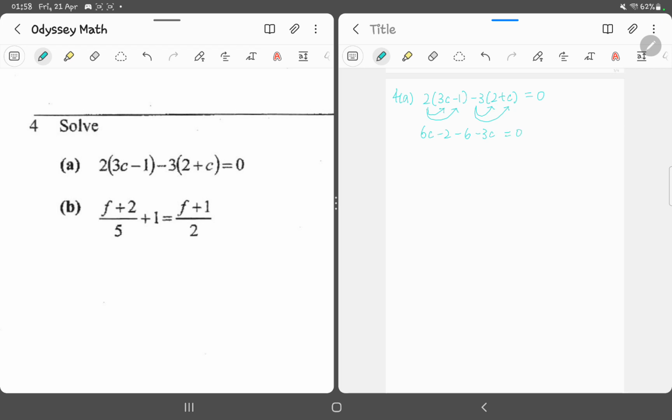So let's group the terms according to my preference so that we can see it easier. Let's group the terms in C together: 6C minus 3C, and then the constants, the numbers minus 2 and minus 6, together, equals 0. So 6C minus 3C is 6 minus 3, which is 3, and then we put our C. And then minus 2 minus 6 is actually minus 8, equals 0.